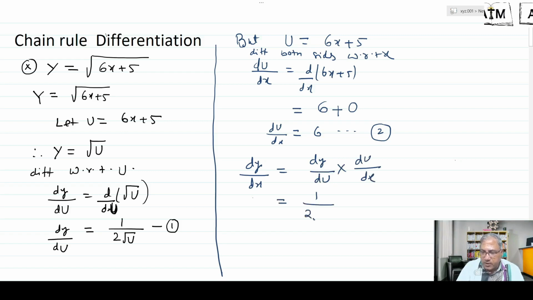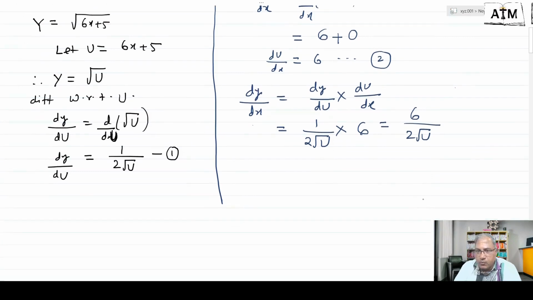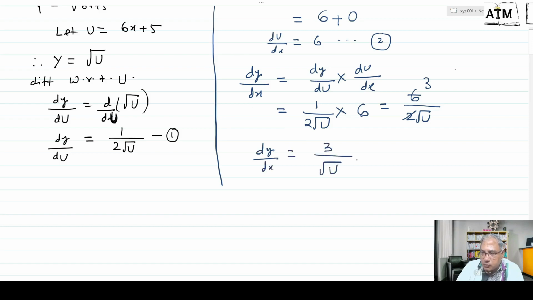What is result number 1? 1 upon 2 root u. And what is the second result? 6. So that is 6 upon 2 root u. Now what do you do? Here, if cancellation is possible, you cut it down, no problem. 2 ones are 2, 3 twos are cut down. So we get dy by dx equals 3 upon root u.